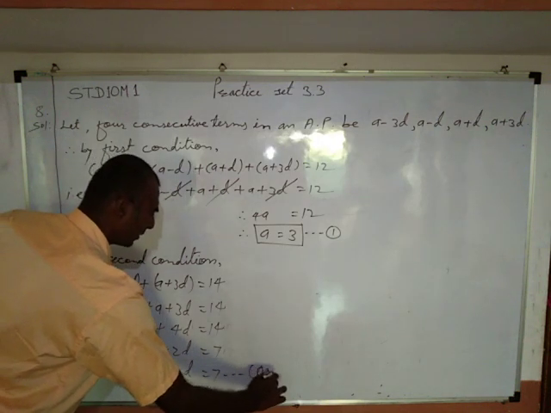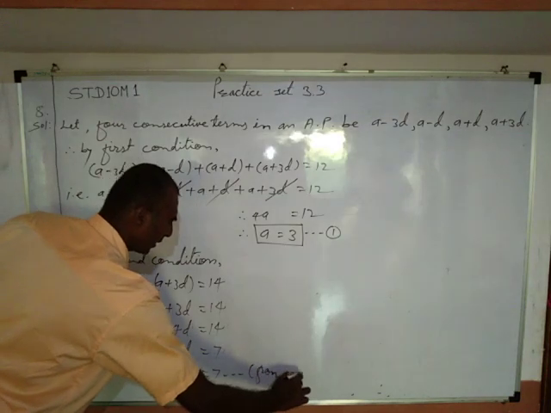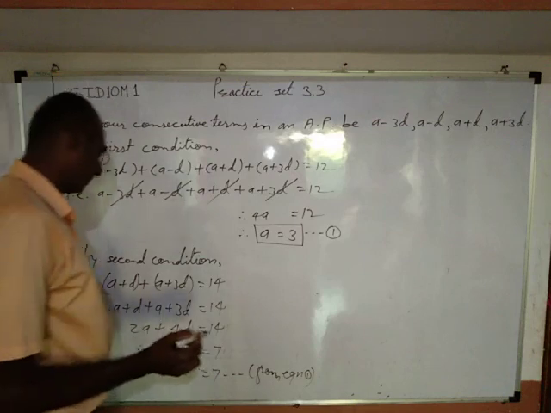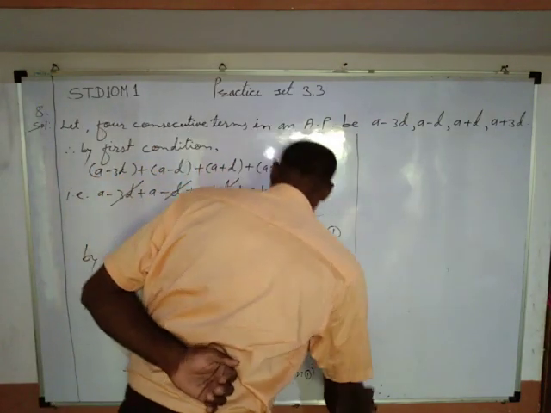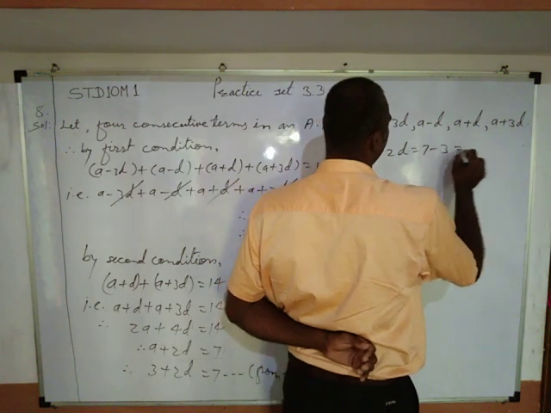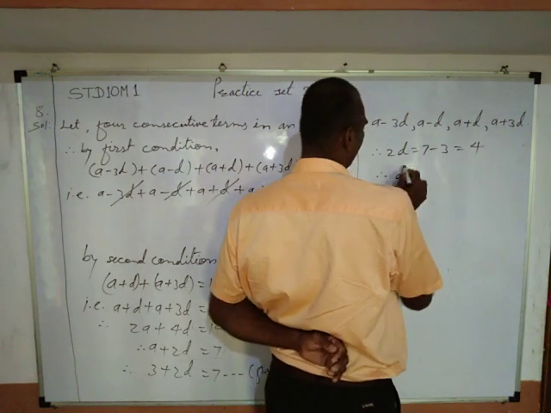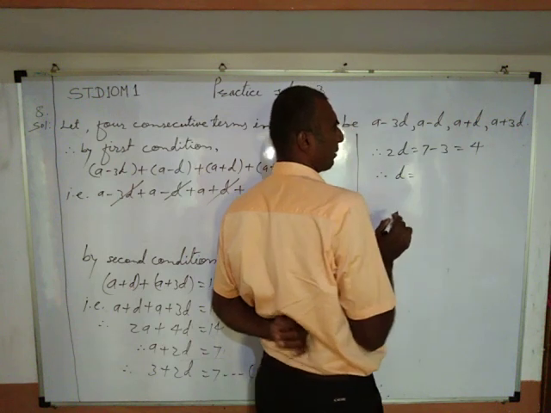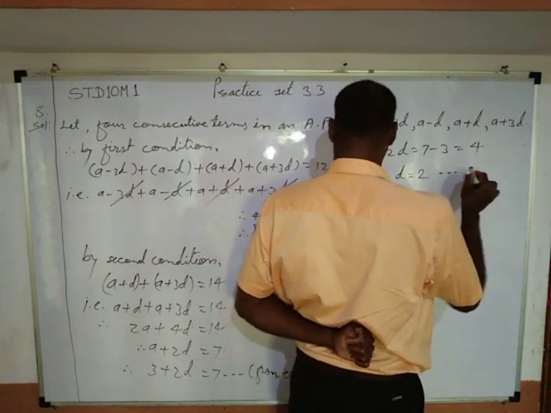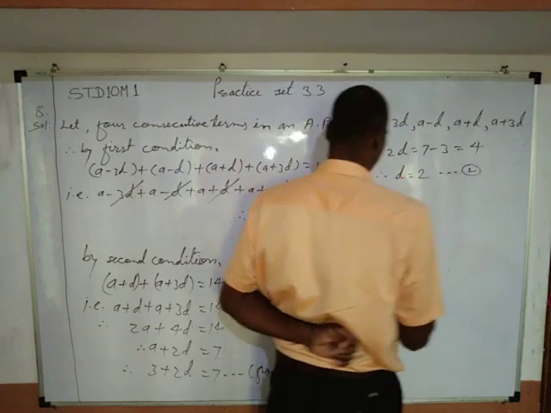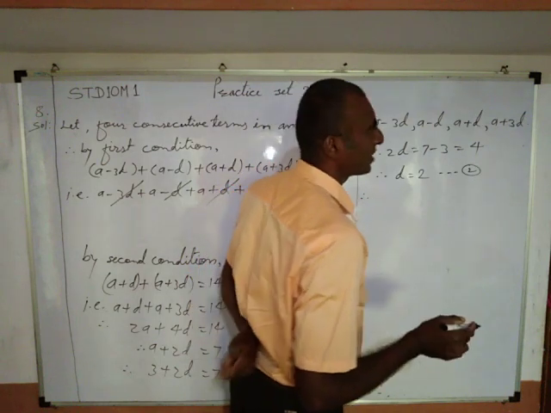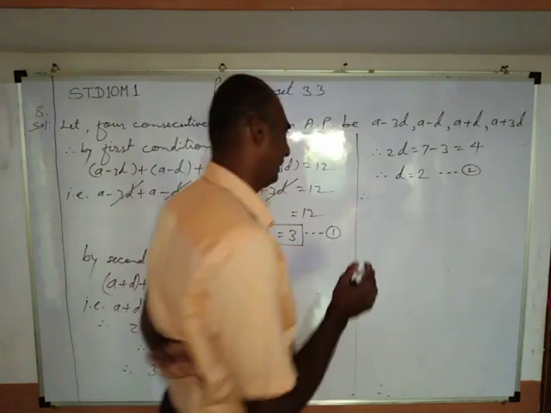From equation 1 we got the value of a as 3, and therefore 2d equals 7 minus 3 equals 4, and therefore d equals 4 divided by 2. 2 twos are 4, means d equals 2. Equation second. And therefore let's find a minus 3d, a minus d, a plus d and a plus 3d.